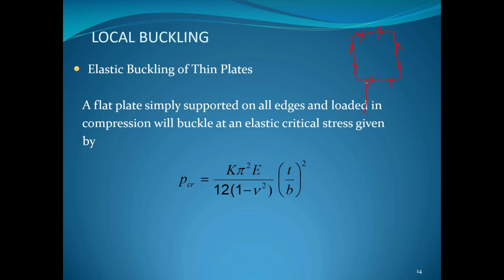So it is loaded in compression. You are applying a compressive force from one side, and the stress is given by k into pi square E by 12 into (1 minus mu square) into (t by b) square, where k is the constant which depends on support conditions, mu is the Poisson's ratio, t is the thickness of the plate, and b is the width of the plate. So every term is known to you now, and you can find the elastic critical stress.